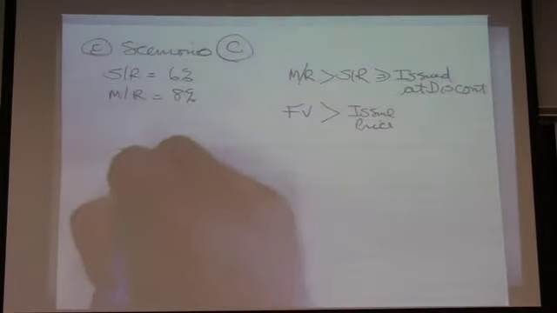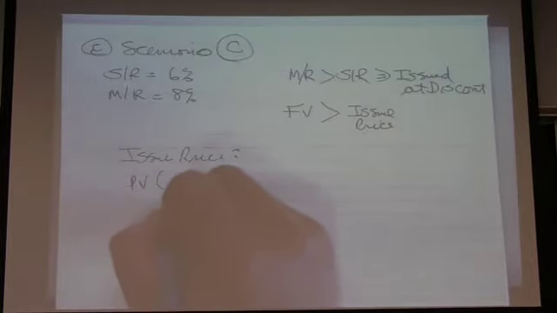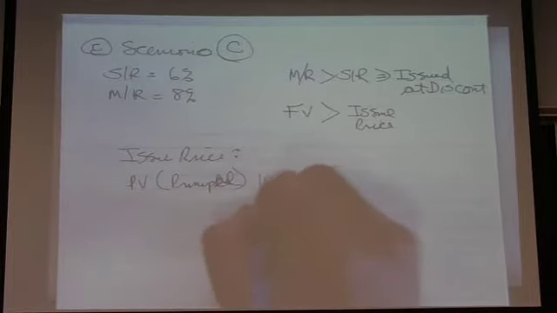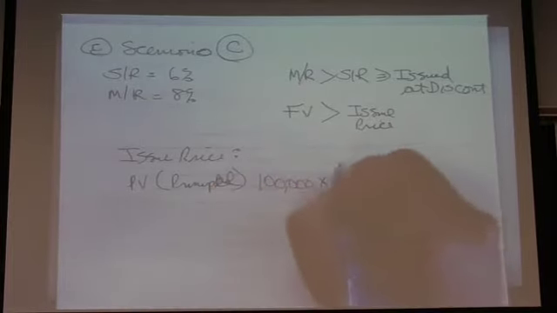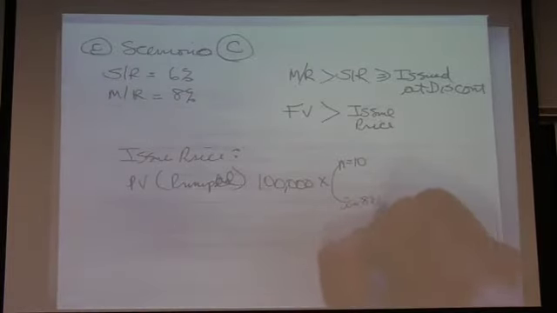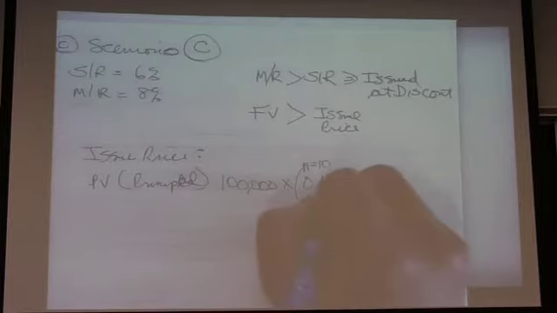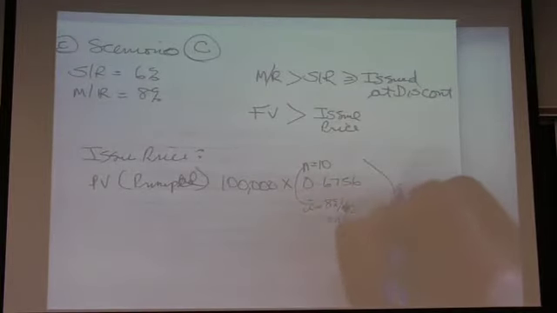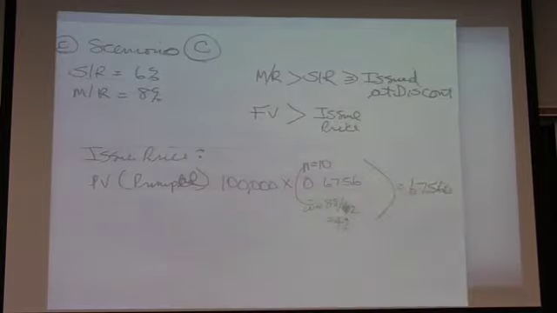So to calculate the issue price, we're going to take a look at the present value of the principal, which is 100,000, times n equals 10, i equals the market rate is 8, so it's 8 divided by 2, sorry, which is 4%. And looking at my time value of money table, that is 0.6756. That gives me 67,560.